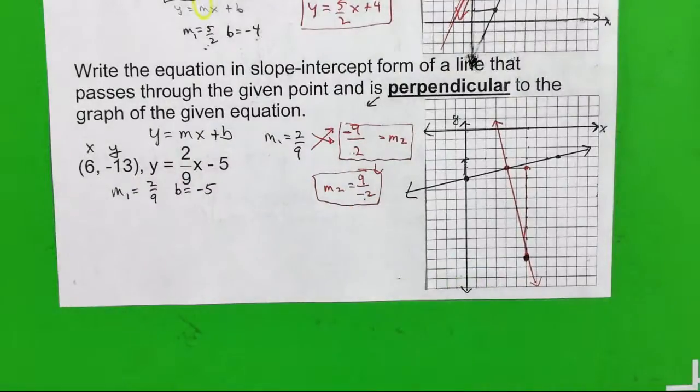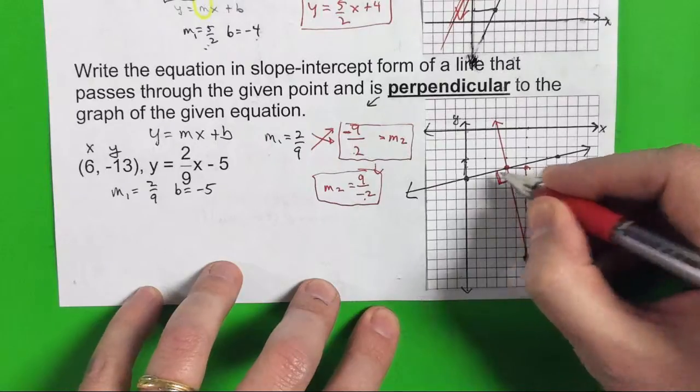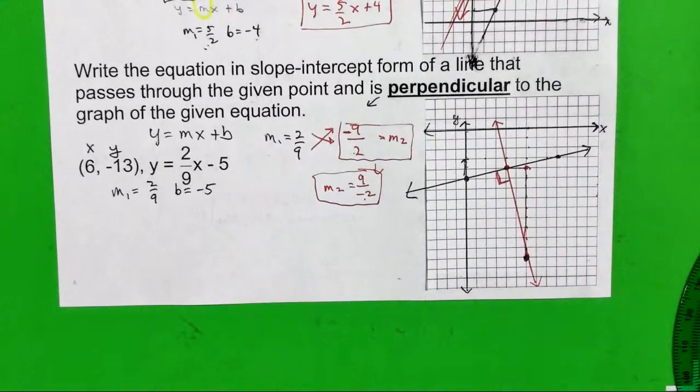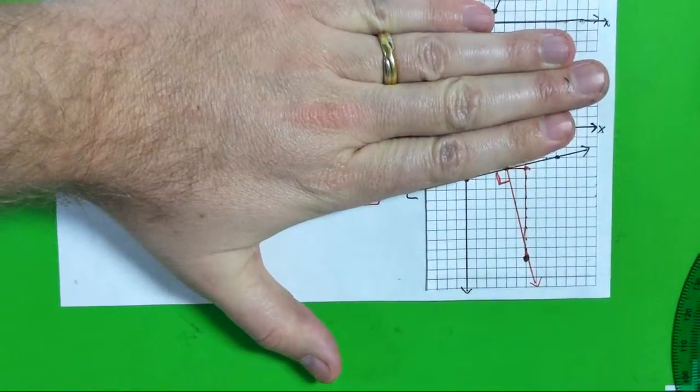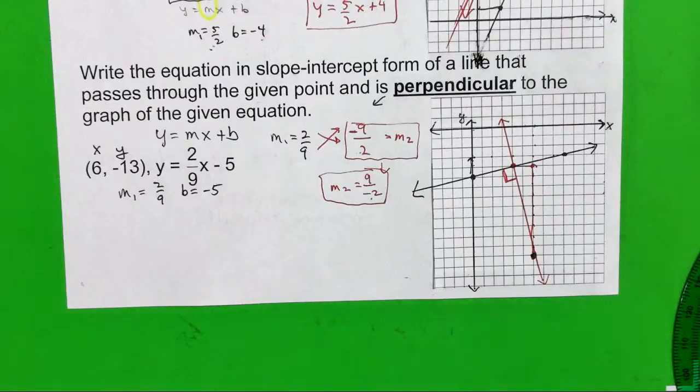And have I drawn a perpendicular? Does this look like a right angle here? Does it look like a right angle? Does it look like an upside down T? Or does it look like a T? Yes, it does. So we have graphed this thing.